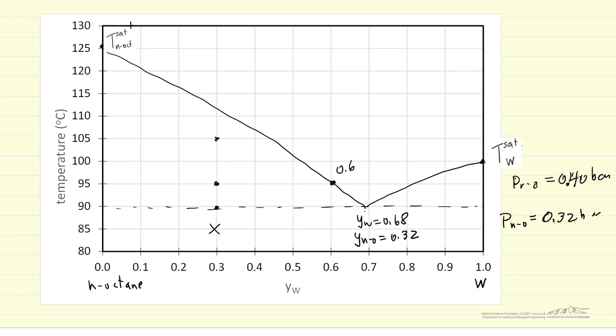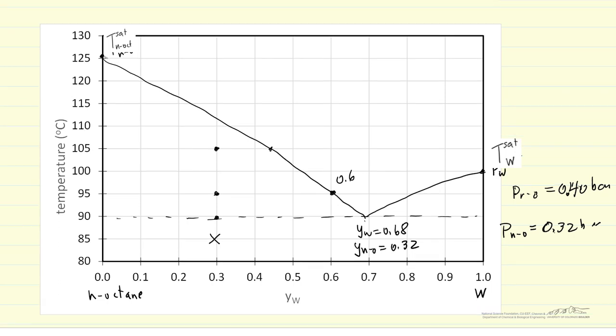At 105, same reasoning. The mole fraction of water is 0.44, so the mole fraction here of N-octane is 0.56. So that means at this temperature, the pressure of N-octane equals 0.56 bar. And at 112 degrees, we vaporize everything. Mole fraction of N-octane is 0.7, so the pressure of N-octane is 0.7 bar. And at higher temperature up to 130, only vapor, the partial pressure doesn't change.